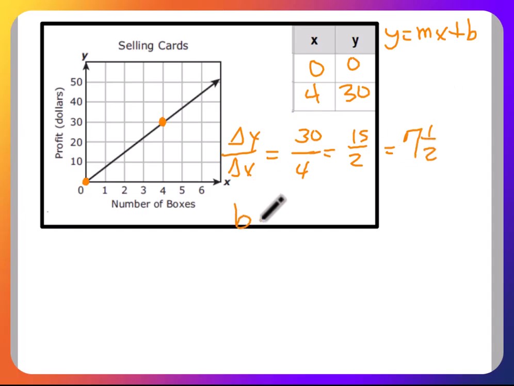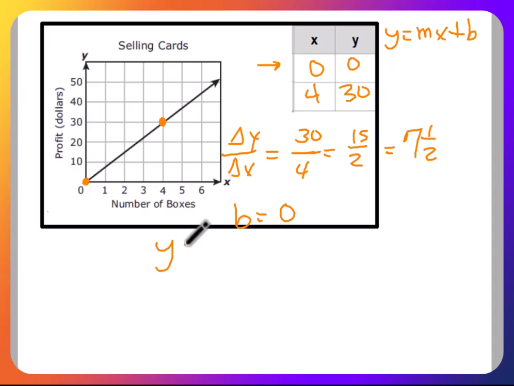Now let's find the b. Where does it cross the y-axis? Well, when I look, my line hits the y-axis at 0 when x is 0. It crosses at 0. So the y-intercept is 0. You could also look up here at the table because it does tell us that when x is 0, y is also 0. Now put it all together.